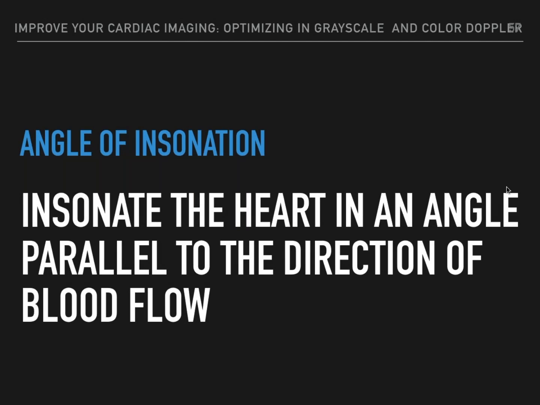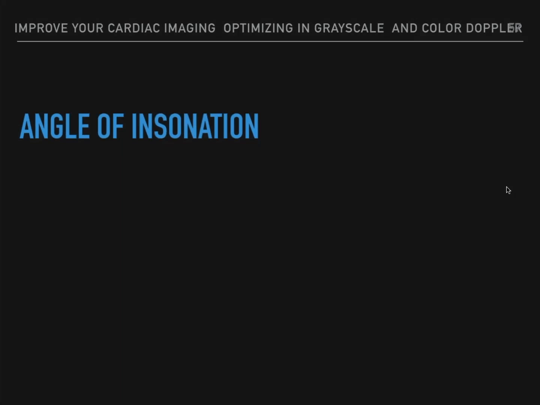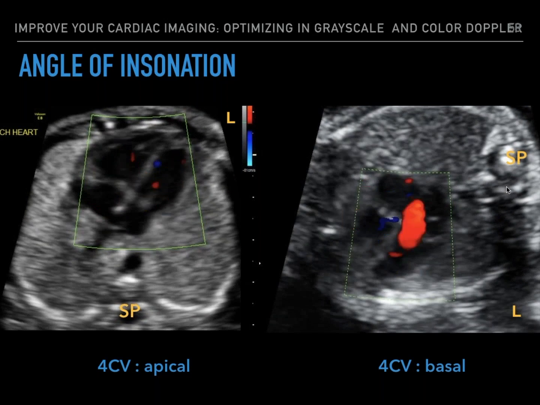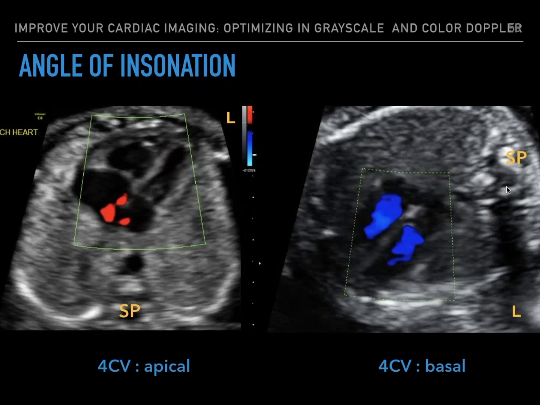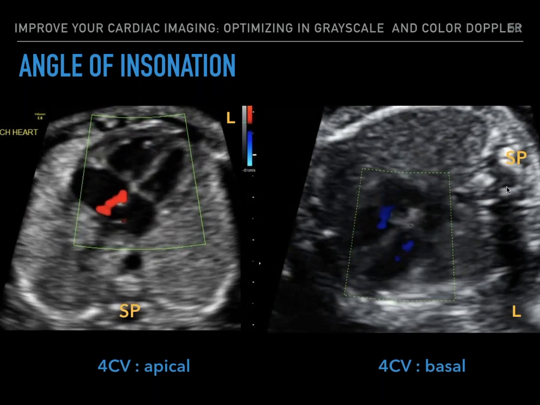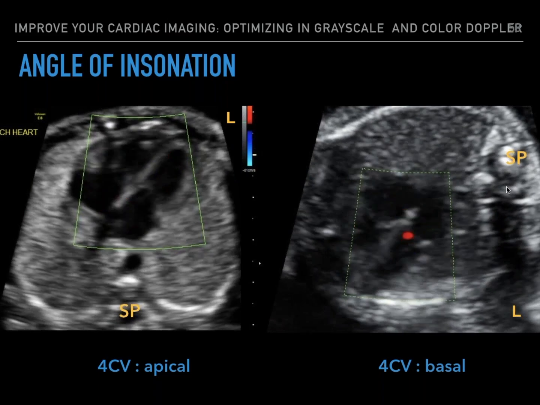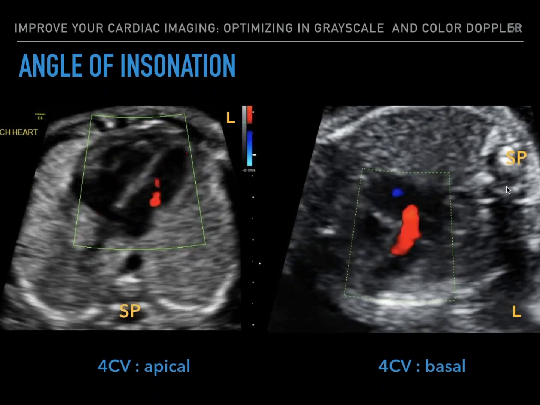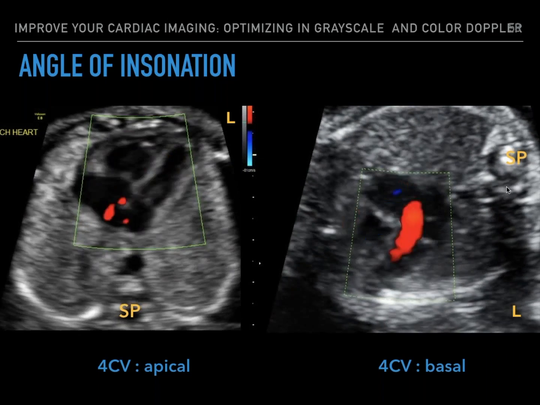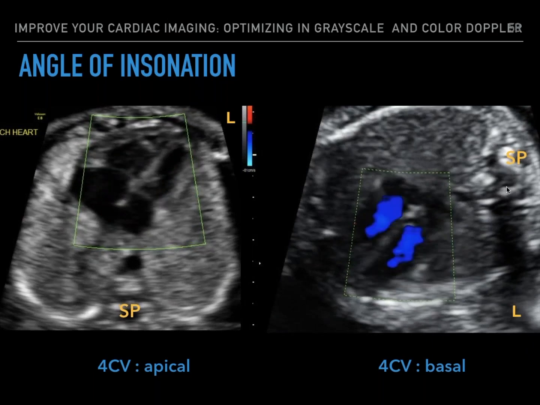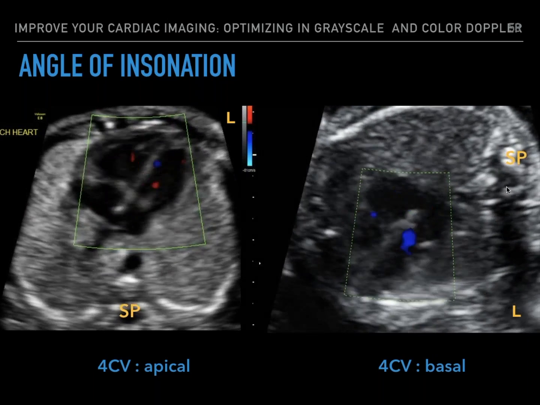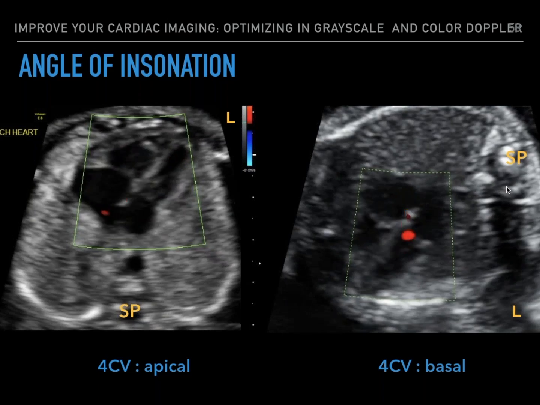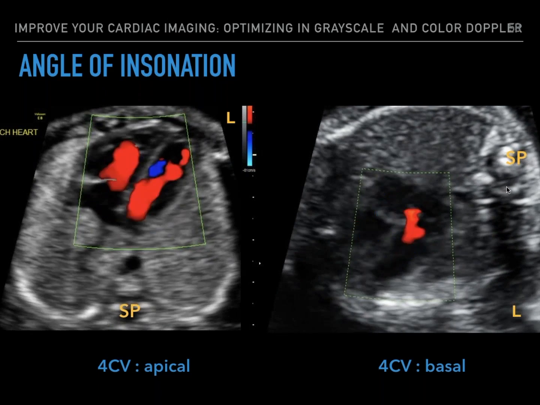Angle of insonation. You want to insonate the heart at an angle parallel to the direction of blood flow. So here we have the 4-chamber view in color Doppler that is best visualized from an apical view or a basal view in order to demonstrate ventricular filling. In these orientations, the course of blood flow is nearly parallel to the angle of insonation. So it's very important to be parallel with the angle of insonation in order to interrogate the valves or to make sure there's no evidence of laminar or turbulent flow.